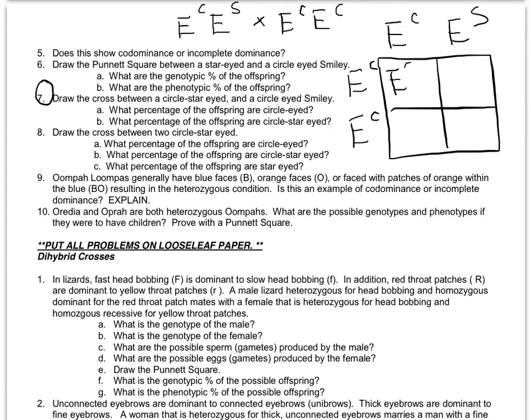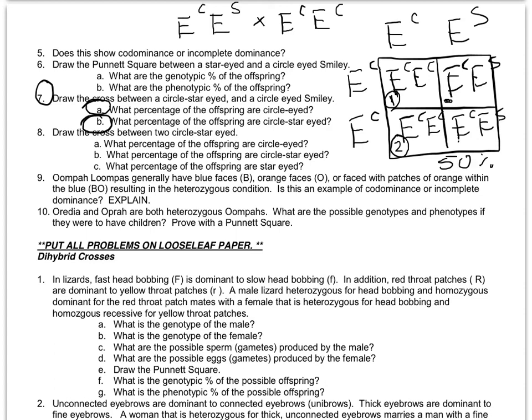EC, EC, EC, ES, EC EC, and EC ES. Now we just have to answer some basic questions about it. What percentage of the offspring are circle-eyed? Well, this individual right here is circle-eyed. This one is not. This one is circle-eyed. This one is not. That's 2 out of 4. So you should have, for letter A, 50%.